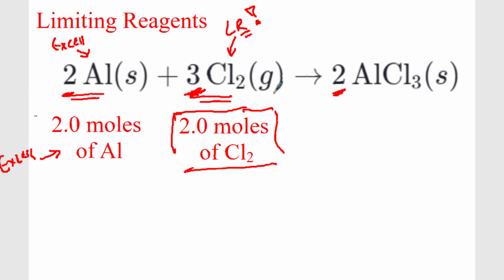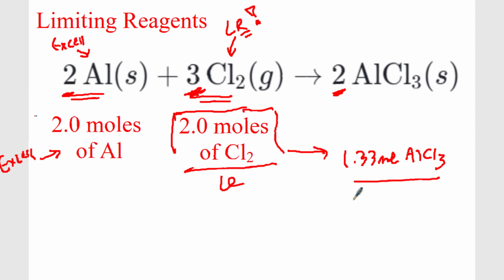So 2, if you don't see it, we can do cross multiplying. 2 times 2 divided by 3. That means I'm going to make 1.33 moles of aluminum chloride from the 2 moles of chlorine gas, because that's my limiting reagent. Which means, think of the same ratio, 2, 2, 1.33, which means we're only using 1.33 moles of the aluminum. This is what we're using because this comes from your limiting reagent.